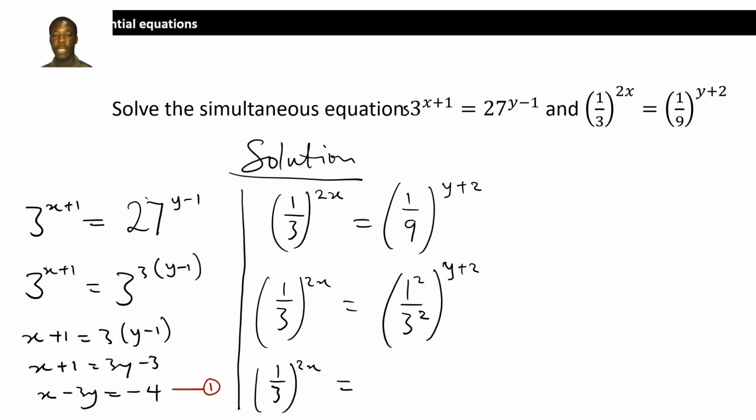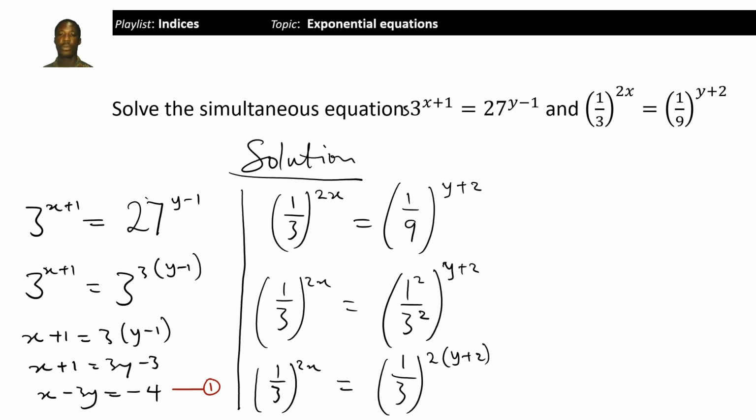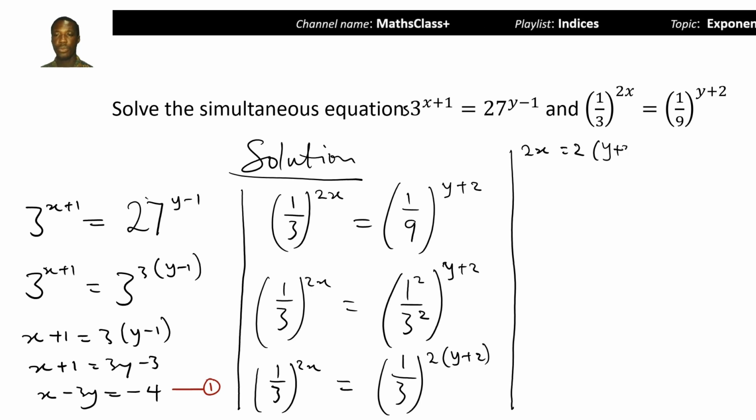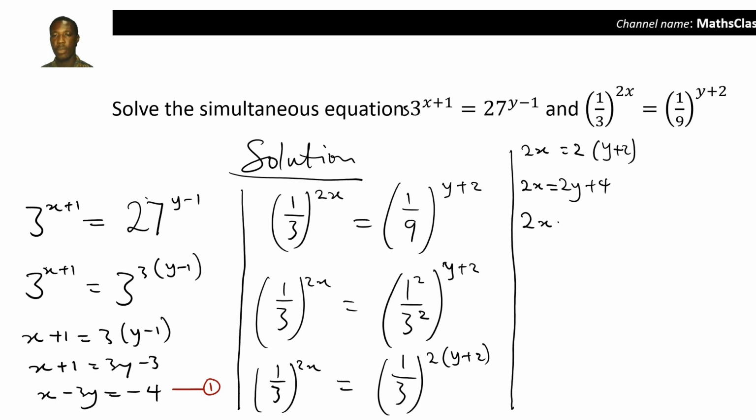And that gives me 1 out of 3 to the power 2y plus 2. So now, since the bases are the same, I can equate their exponents, which will give me 2x is equal to 2y plus 2. So 2x is equal to 2y plus 4. 2x minus 2y is equal to 4. That gives me my equation 2.